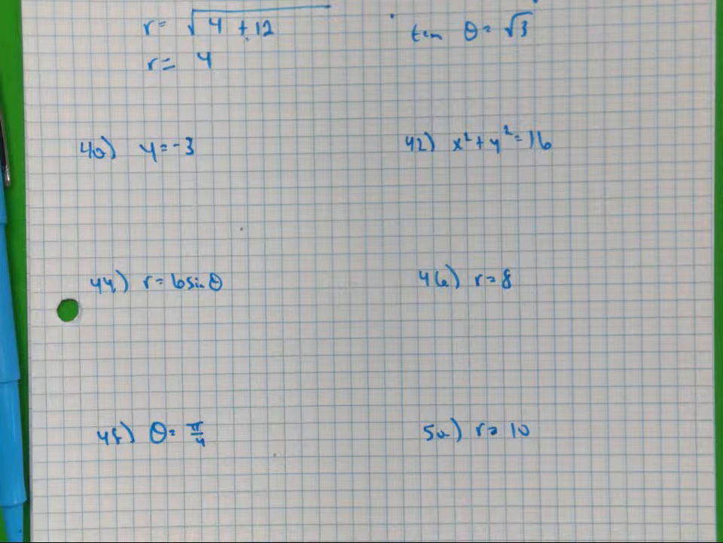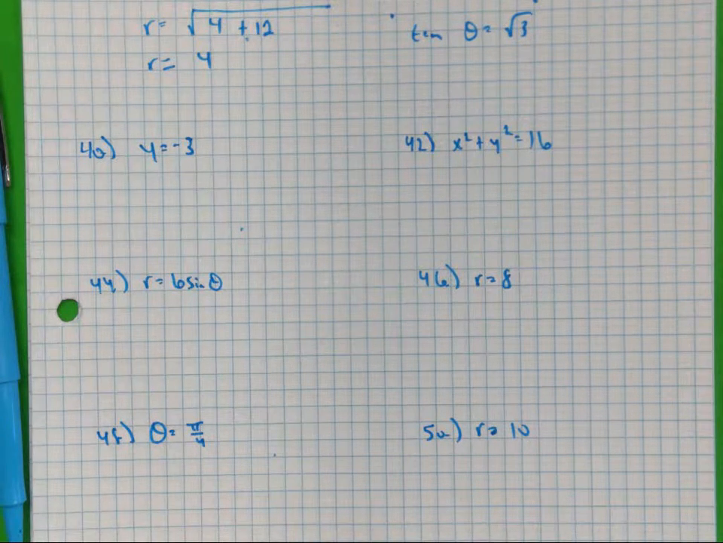Alright, let's look at this homework here, the last 6 of our homework. Now this dealt with the learning targets of converting equations. Alright, so number 40. What type of equation is that, guys? Up here is number 40. What type of equation is number 40? Rectangular. How do you know it's rectangular? It has a y in it.